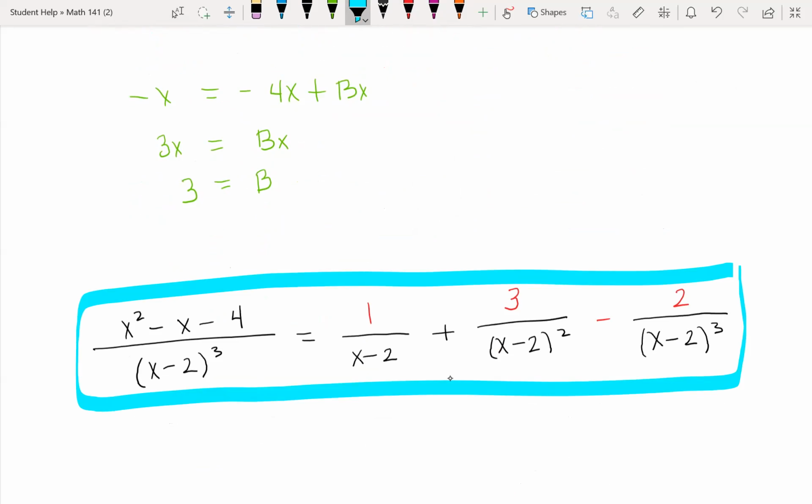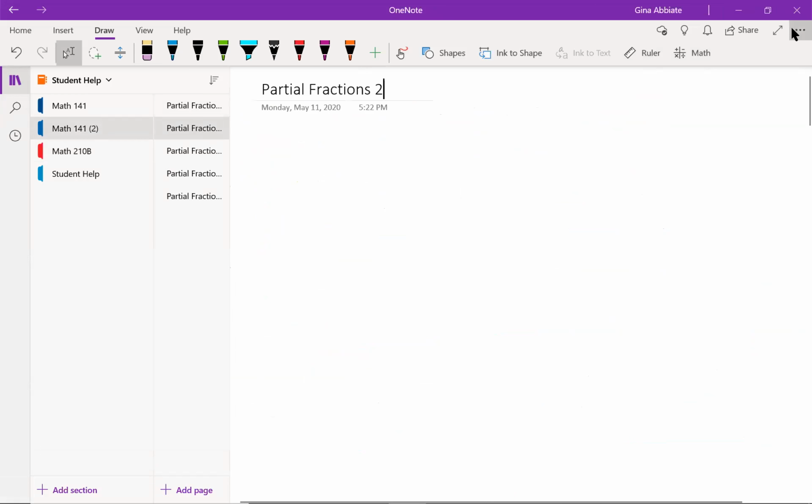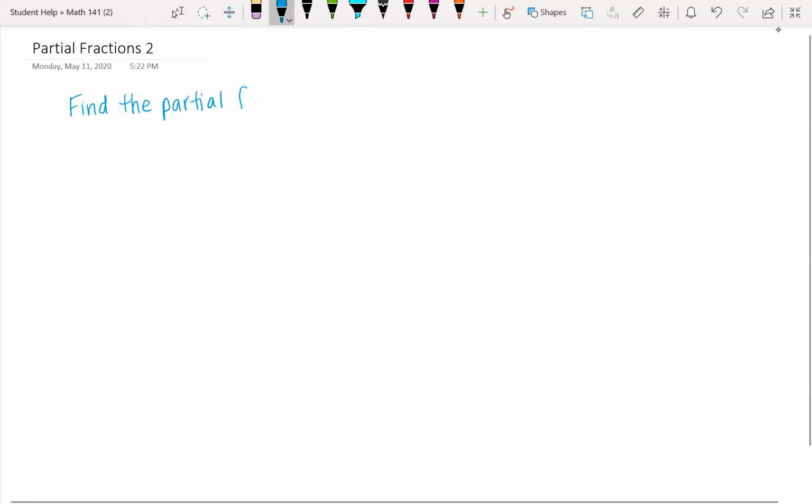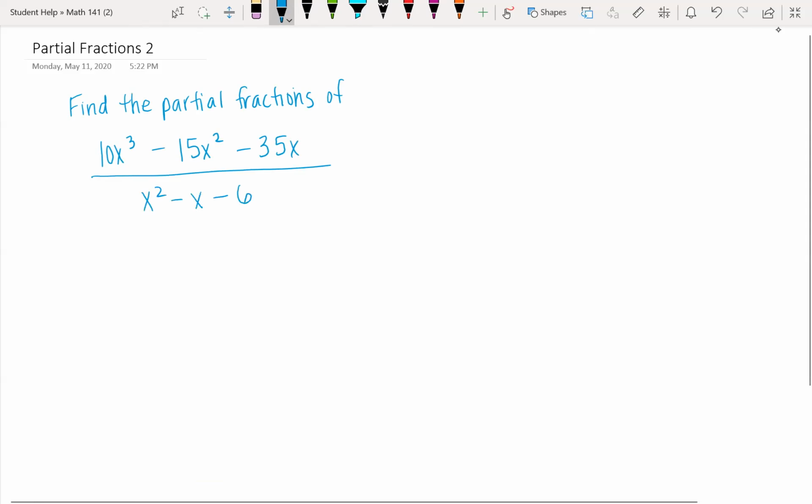All right, let's do one example where we have to divide out. I'm going to get a new piece of paper here. This is probably getting long. So let's find the partial fractions of 10x cubed minus 15x squared minus 35x over x squared minus x minus 6.